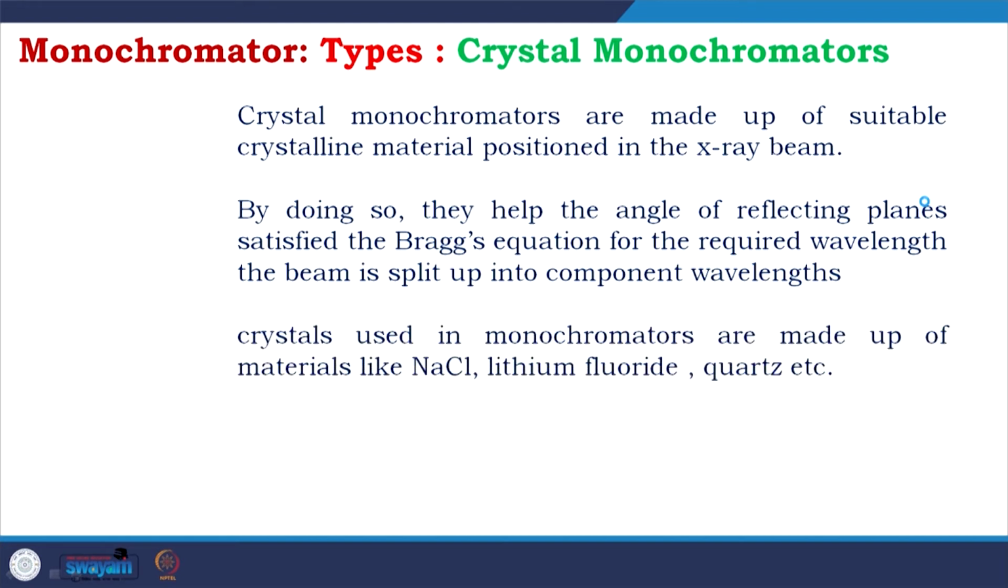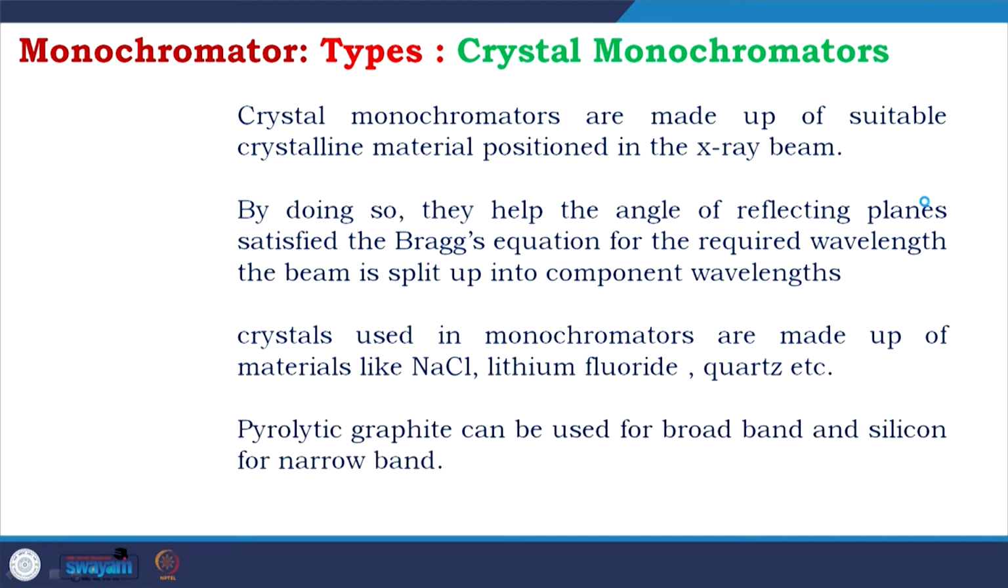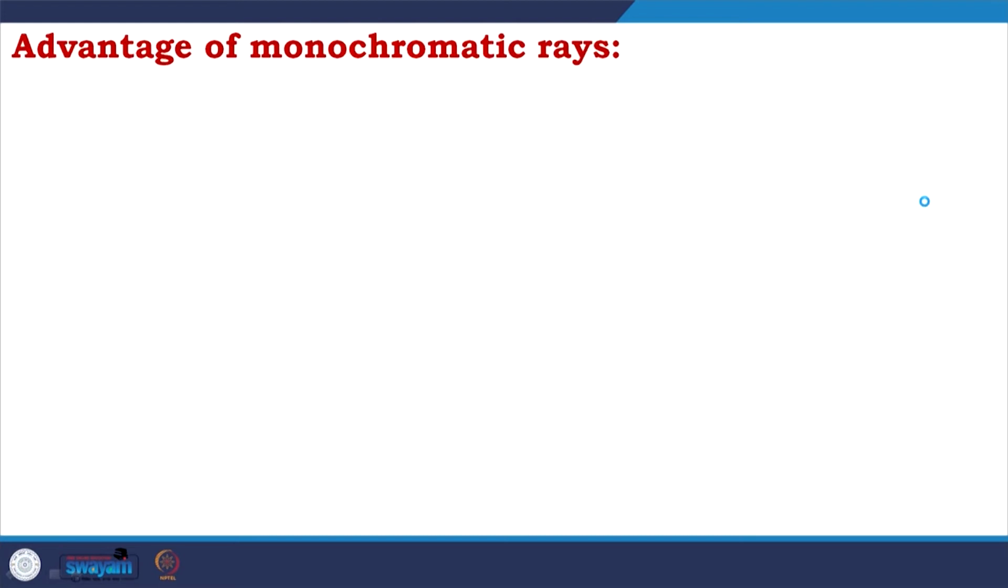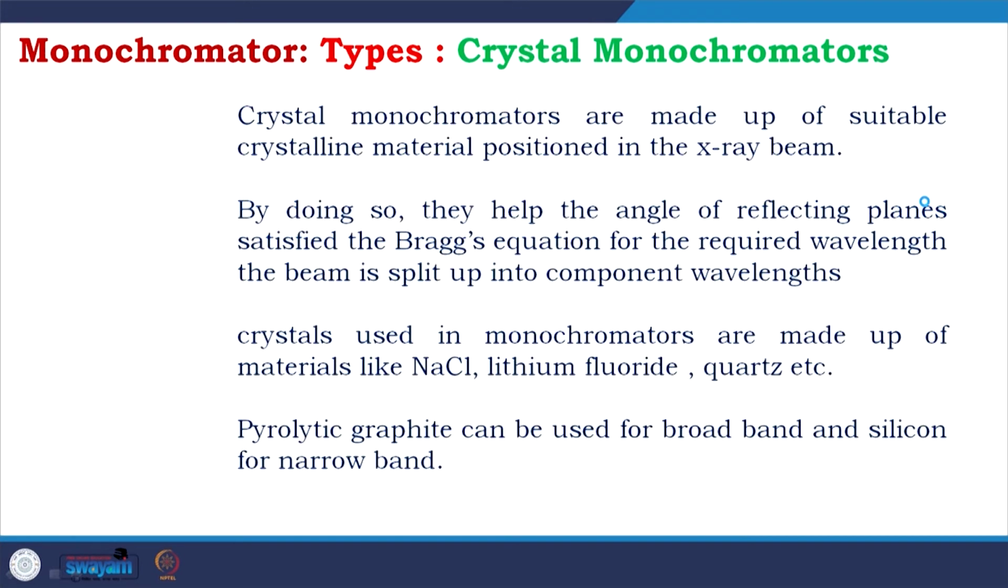Crystals used in monochromators are made up of material like sodium chloride, lithium fluoride, quartz, etc. Pyrolytic graphite can also be used for broadband and silicon could be used for narrowband. So, as I told, there are two types of crystal monochromators.